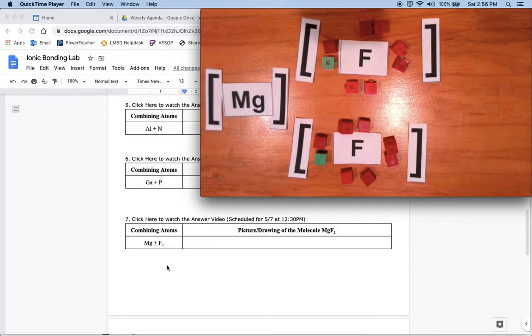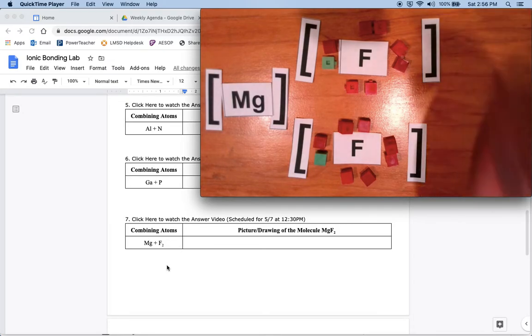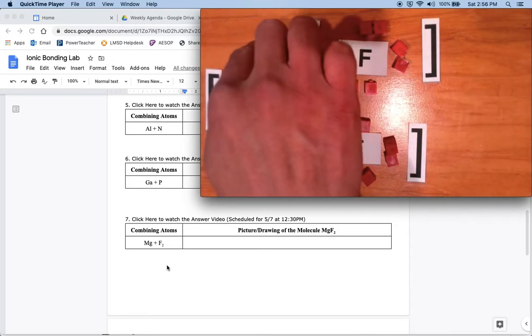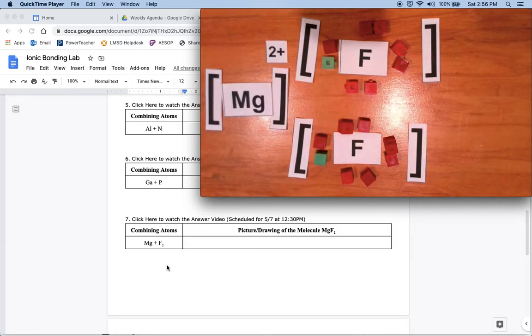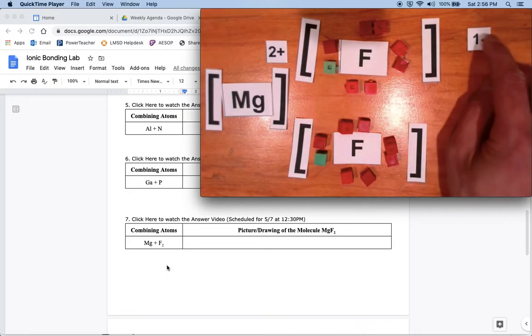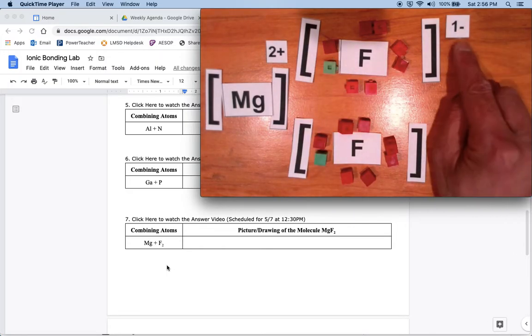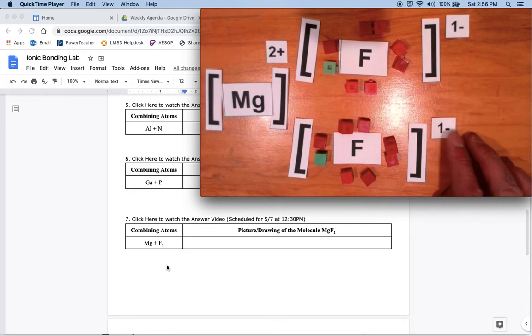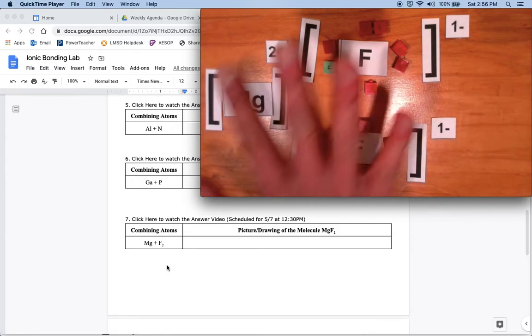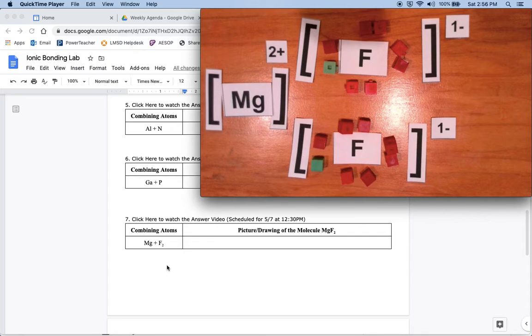So what charges do they have now? Magnesium lost 2 electrons, so now it's got a 2 plus charge to it because now it has 2 more protons than electrons, right? This fluorine gained 1 electron, so it's got a 1 minus charge because it's got 1 more electron now. And this fluorine, same thing, right? It gained 1 electron, so it's 1 minus. I know it gets kind of crazier with more stuff in here.